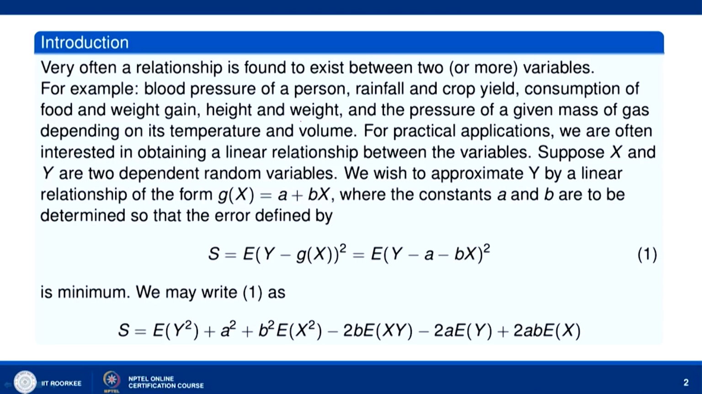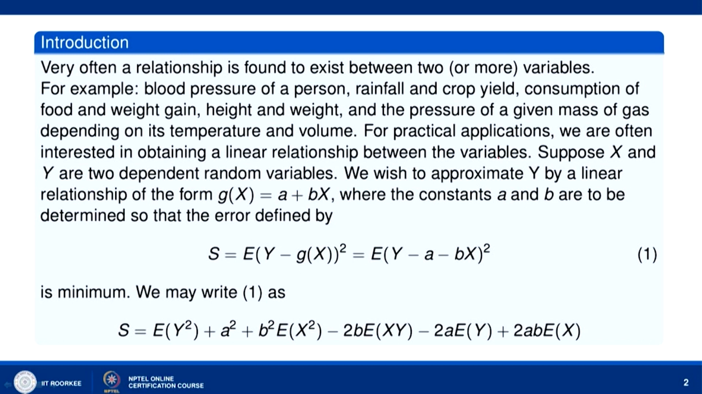Very often a relationship is found to exist between two or more variables. For example, blood pressure of a person and his age, rainfall and crop yield, consumption of food and weight gain, height and weight of a person, the pressure of a given mass of gas depending on its temperature and volume. For practical applications, we often are interested in obtaining a linear relationship between the variables.